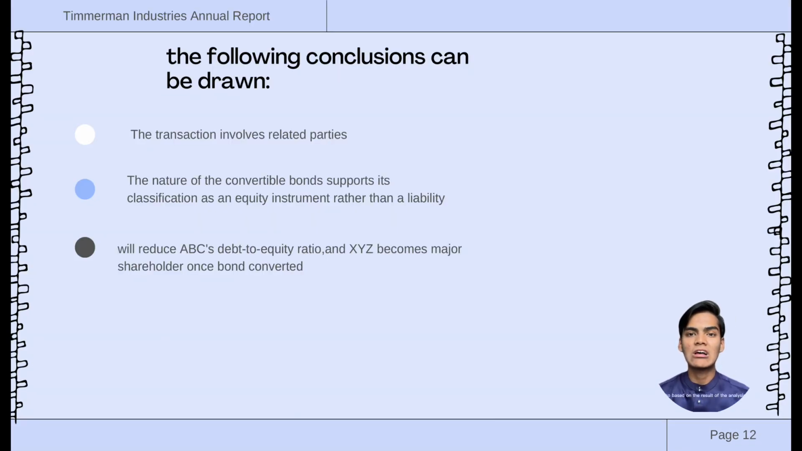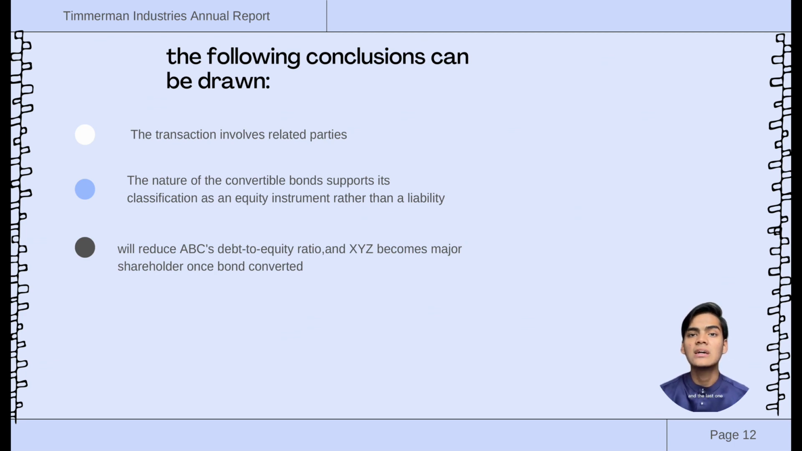So, based on the result of the analysis of the application of substance over form to the transaction, and applying a comprehensive understanding of the relevant accounting principles in relation to the issuance of convertible bonds by ABC, the following conclusions can be drawn. First, the transaction is a transaction between related parties. Second, the substance of the convertible bonds supports its classification as an equity instrument rather than a liability.